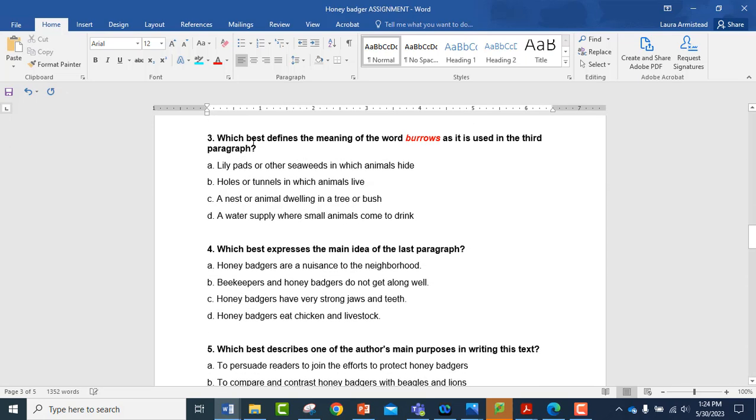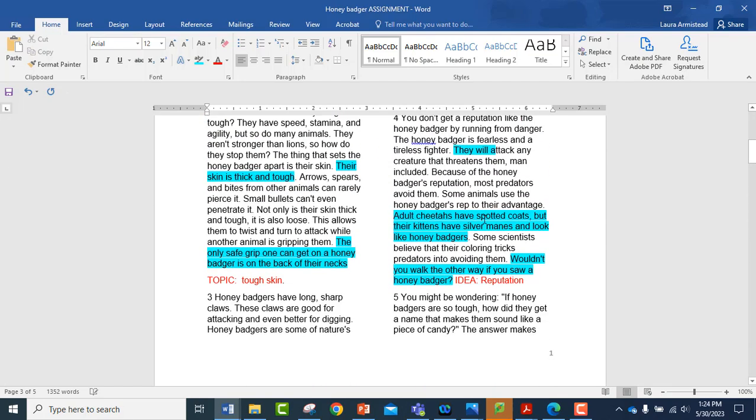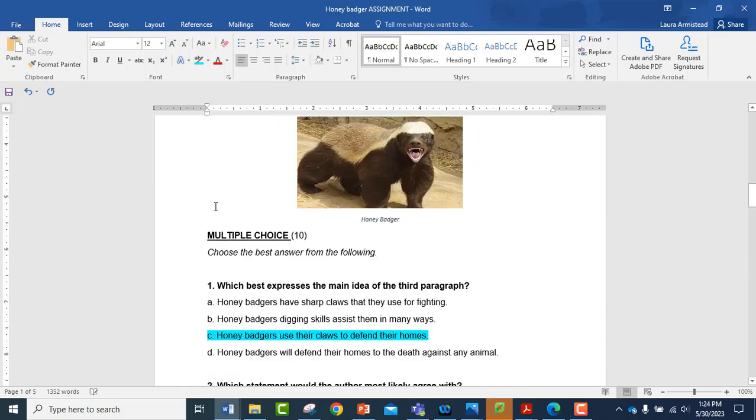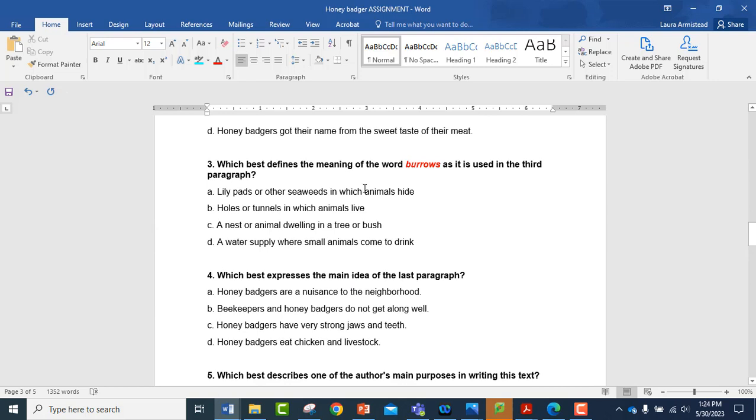Okay. Which best defines the meaning of the word burrows? So let's look at that word again. They love to catch a meal by digging up the burrows of frogs, rodents, and cobras. So if I substitute another word like home, then that would make sense. They love to catch a meal by digging up the homes of frogs, rodents, and cobras. So, which best defines the word? Lily pads? No. Holes or tunnels where animals live? A nest or animal dwelling in a tree? Water? It's got to be this one. There we go.